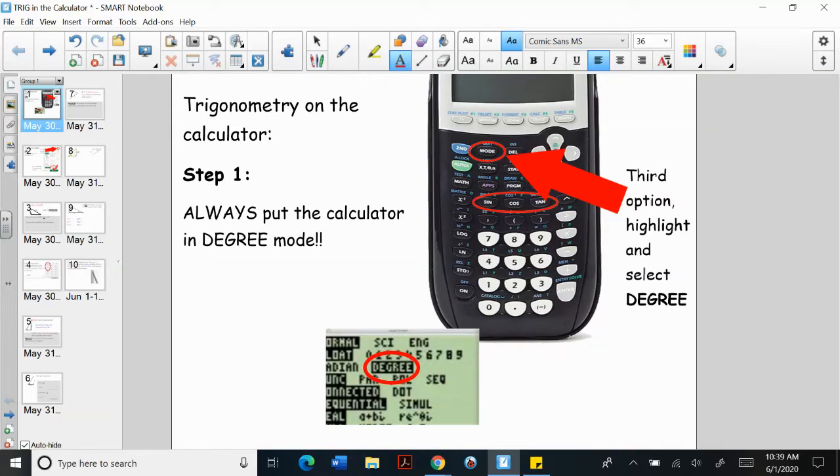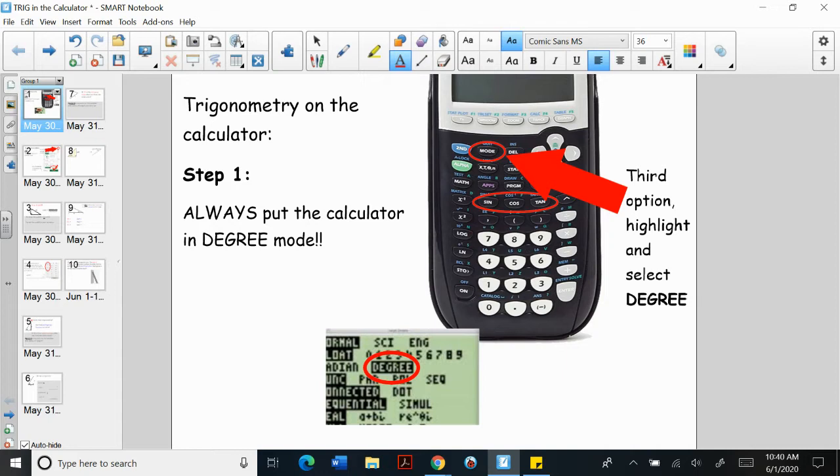Hey guys, are you ready for round two of trigonometry? Trigger what? All right, we're going to look at how to do this in the calculator today. So if you grab your calculator or get Desmos ready, I'm going to show you some really important stuff you have to do with your calculator before we get started.